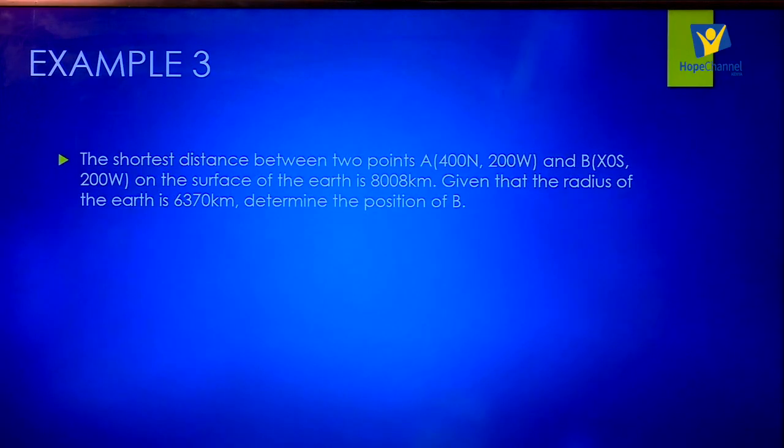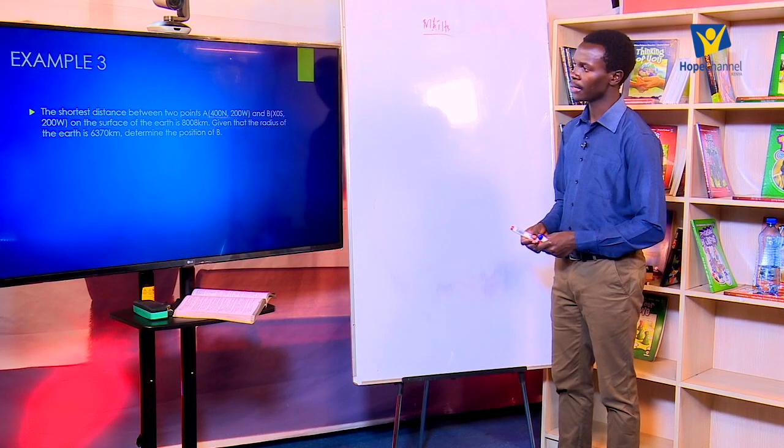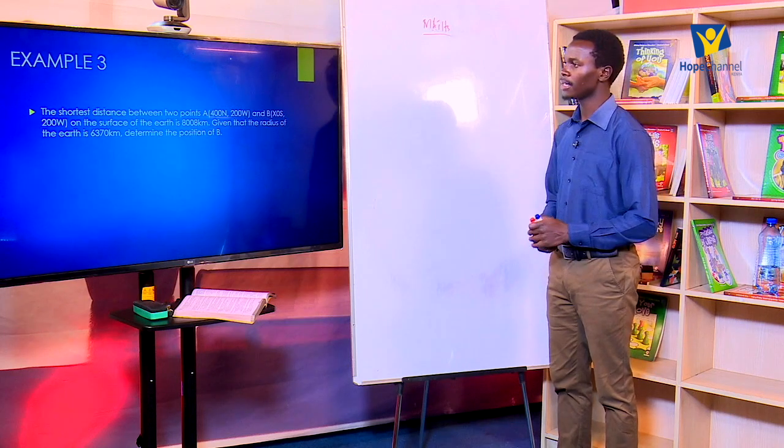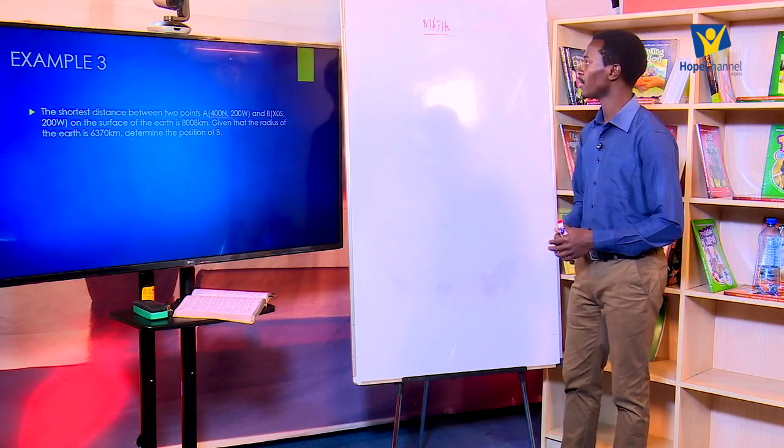Now the question here is that the shortest distance between 2 points, A, that is 40 degrees north, now it's 40 degrees north, not 400, and B, that is X degrees south and 20 degrees west, on the surface of the Earth is 8,008 kilometers. So given that the radius of the Earth is 6370, determine the position of B.